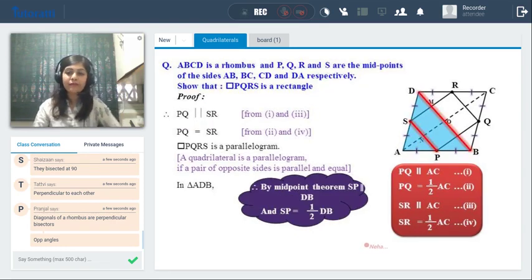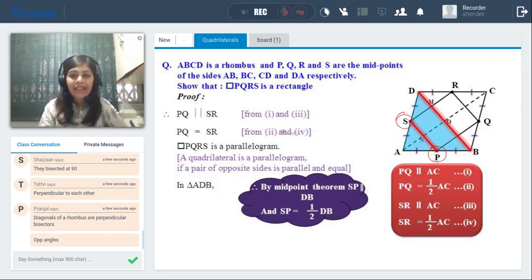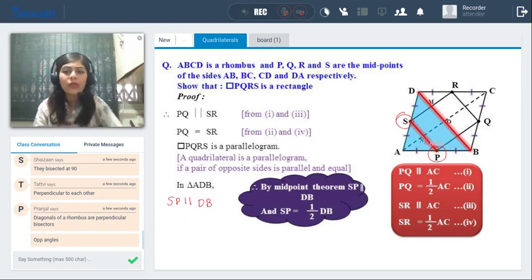Let's again apply the midpoint theorem, students. Look at this highlighted triangle ADB now. What do we have? S is the midpoint of AD, P is the midpoint of AB. We have midpoints of two sides of a triangle. So can I say SP is parallel to DB and SP is half of DB? But we don't want half of DB. So let's only look at SP parallel to DB.